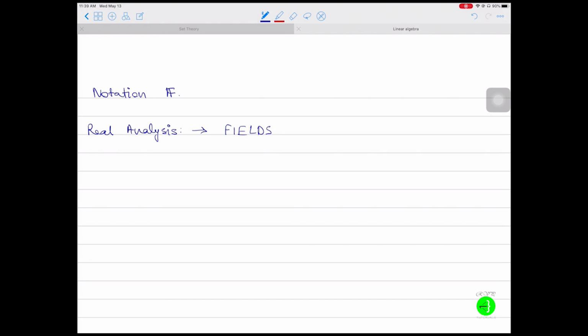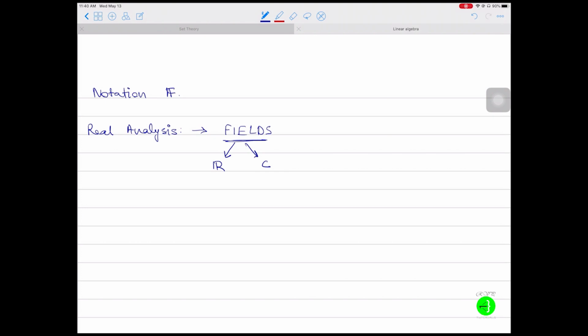But if you want some more clarification, you can definitely let me know and I will have a separate video for that or teach you personally. So if you know a little bit about fields, then we know that the set of real numbers and the set of complex numbers are a type of field. And in general, fields are denoted with this letter F.